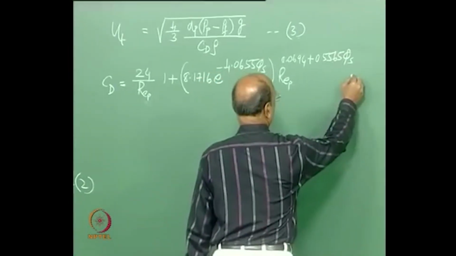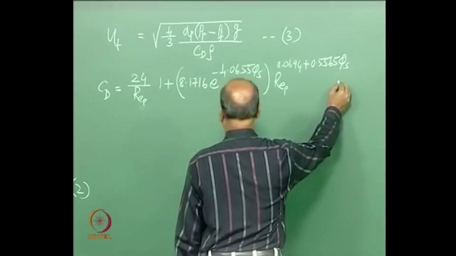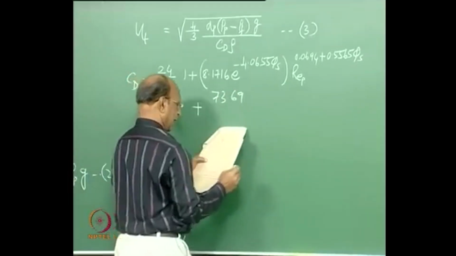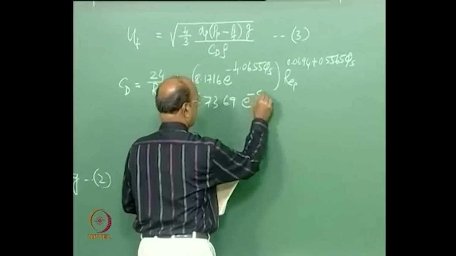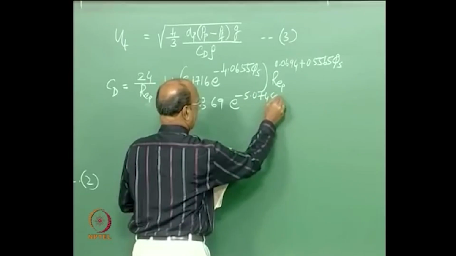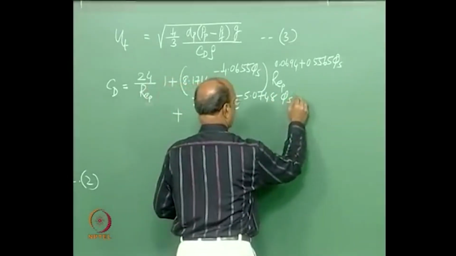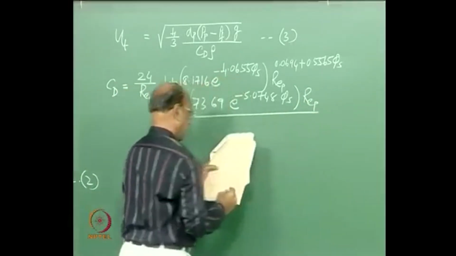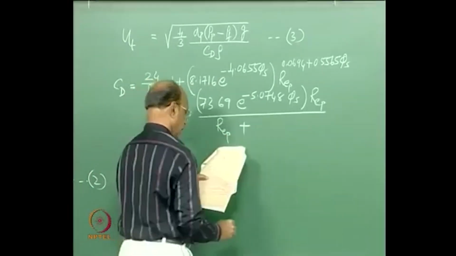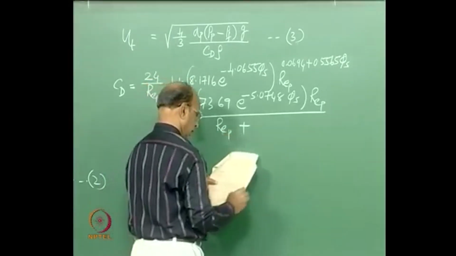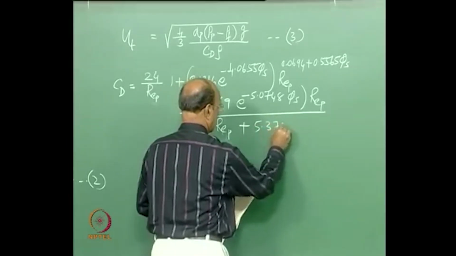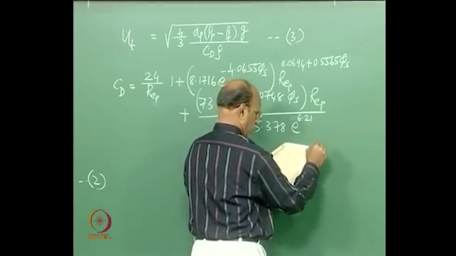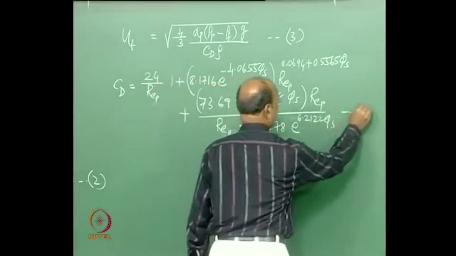Then plus this continuation: 73.69 e power minus 5.0748 phi s into Rep, whole thing divided by Rep plus 5.378 e power 6.2122 phi s. This is the equation. This is equation number 4.